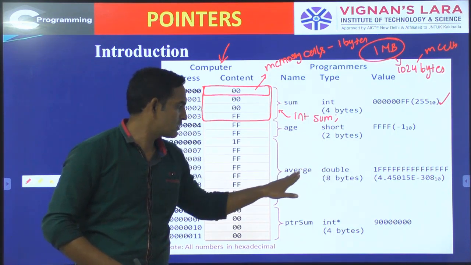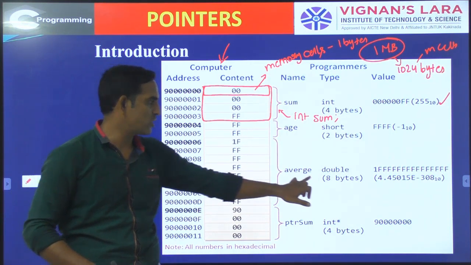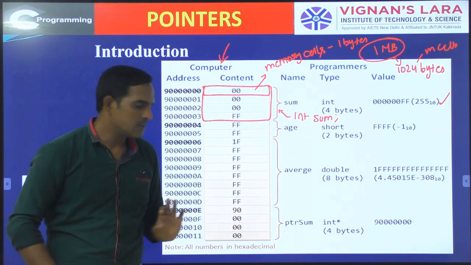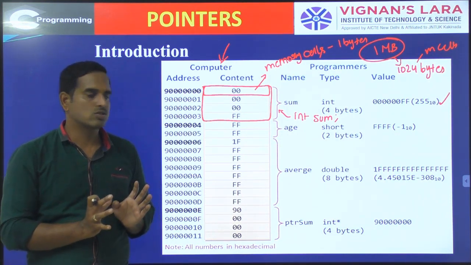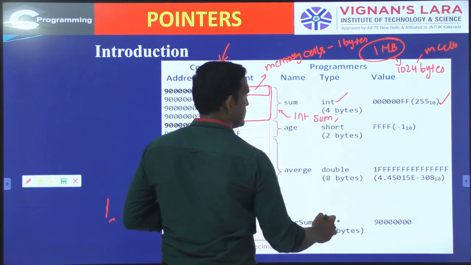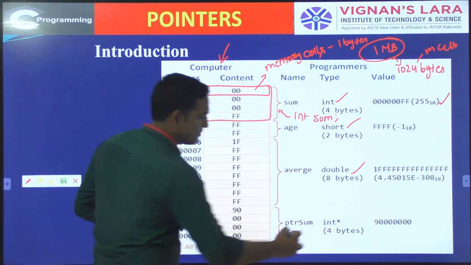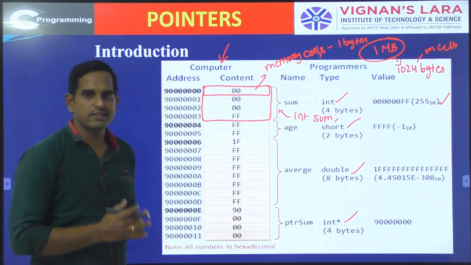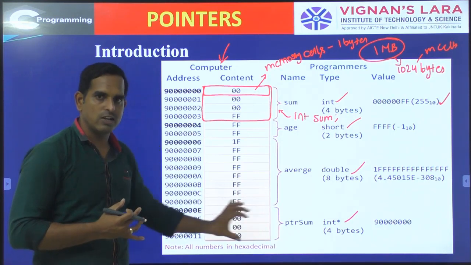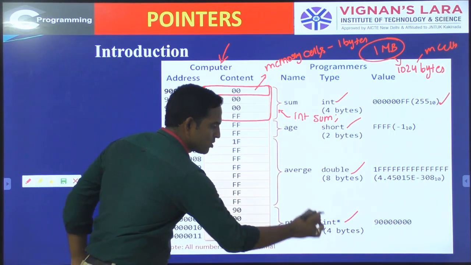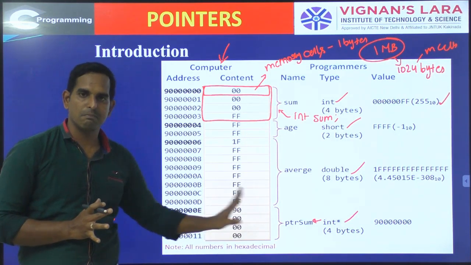And in the same manner, double average, 8 bytes, so 8 memory cells will be assigned for this one. And in the same manner, your pointer is also a variable. So integer is a variable, short is a variable, double is also a variable. At the same time, your pointer is also one variable. So a pointer also will store some values, and it will also be given some memory cells.